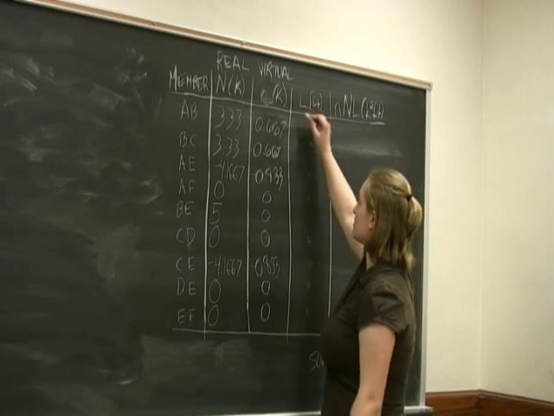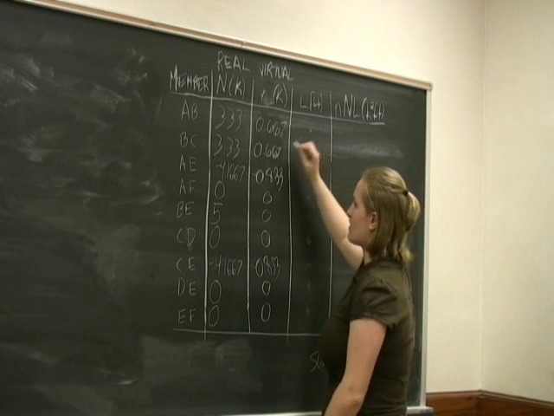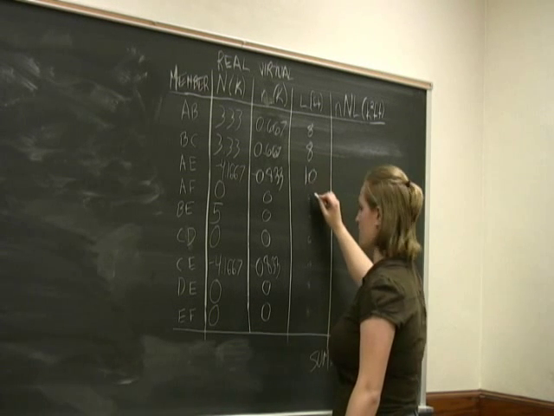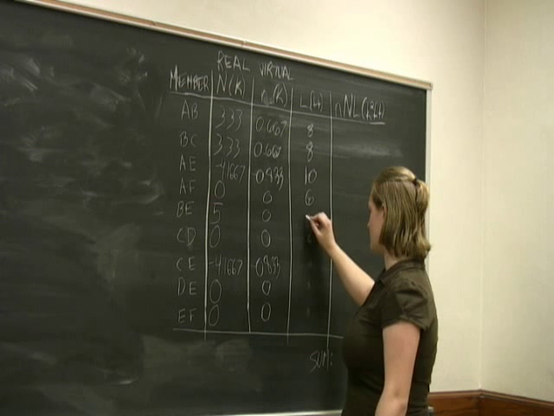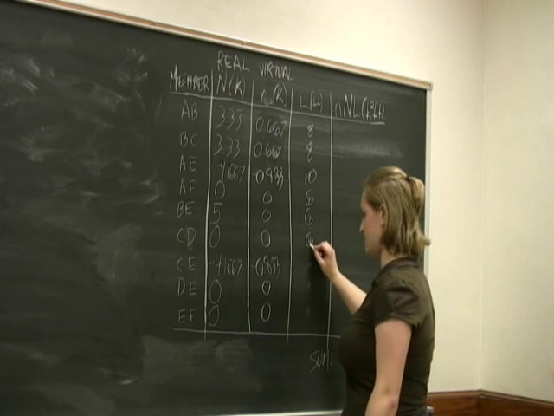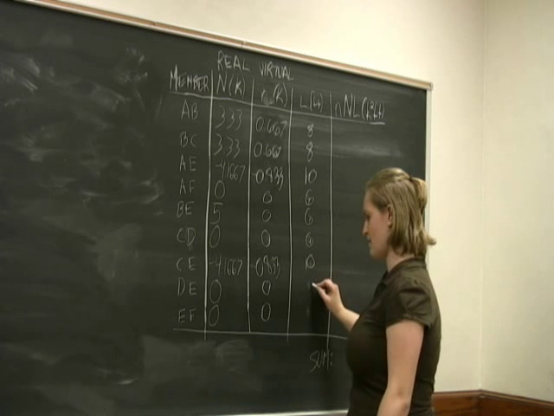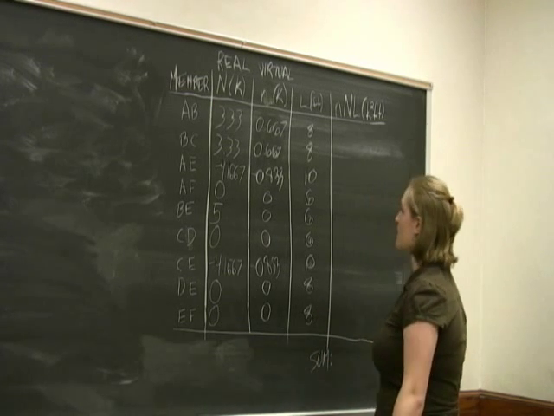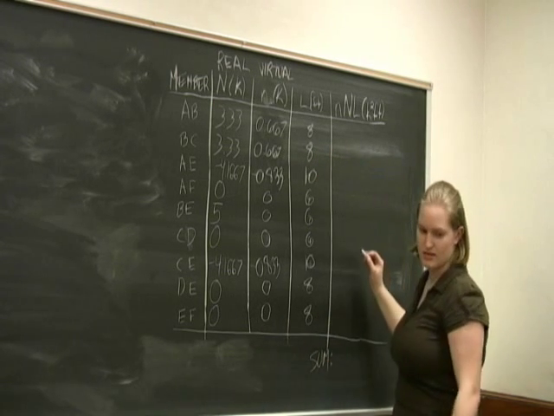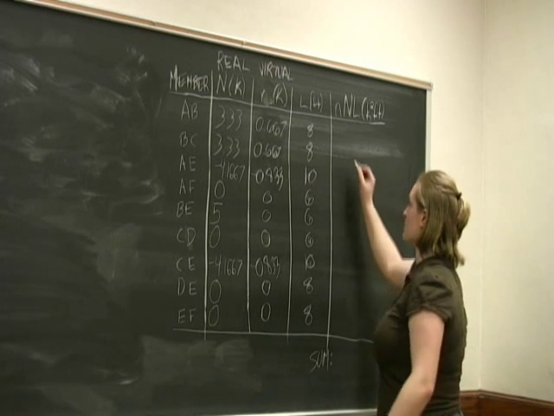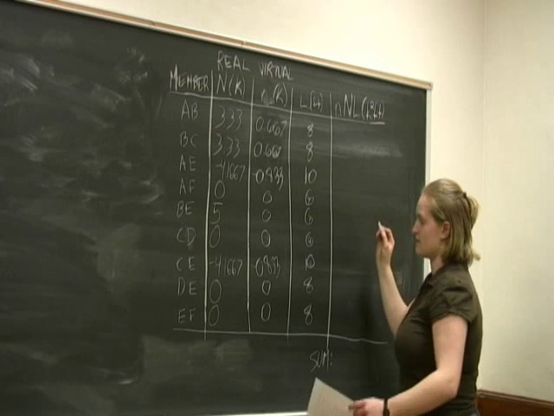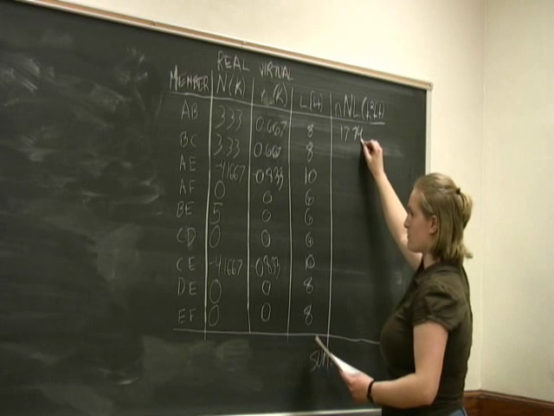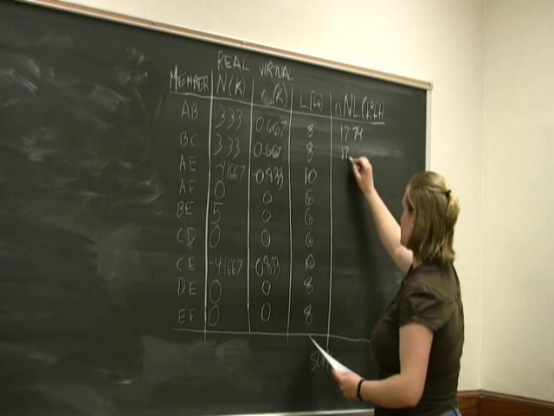And now we'll just simply fill in the column for the length of each member. AB was 8, BC was also 8, AE is 10, AF is 6, BE is 6, CD is also 6, CE is 10, DE is 8, and EF is also 8. All we have to do now is multiply across and fill in the last column. Multiply small n times big N times L. And that gives us 17.74 for AB. BC is also 17.74.